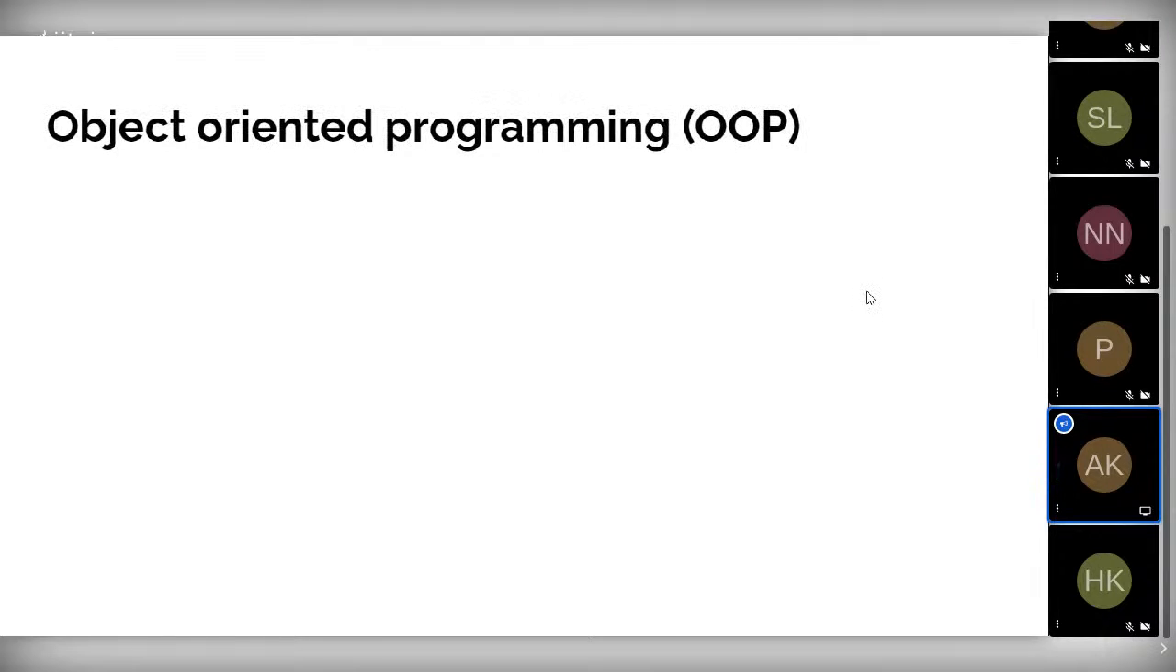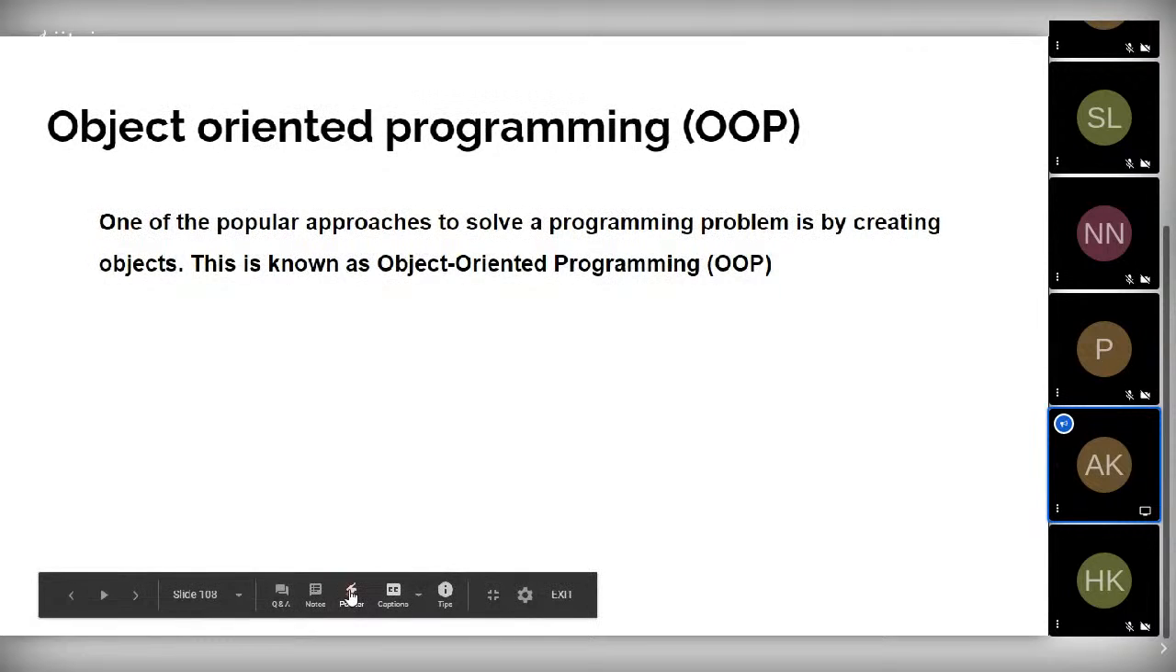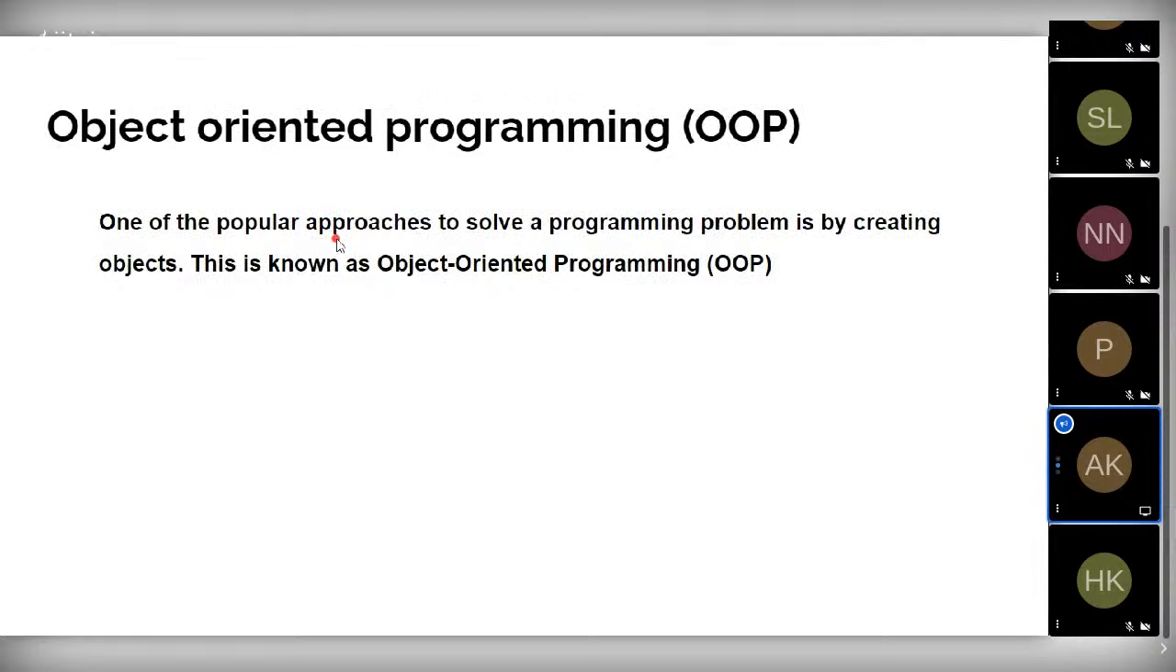So first, what are objects? First, I am defining what object-oriented programming is. It is one of the popular approaches to solve a programming problem, by creating objects. So to solve a programming problem, we create objects. It is a popular approach to solve a programming problem.